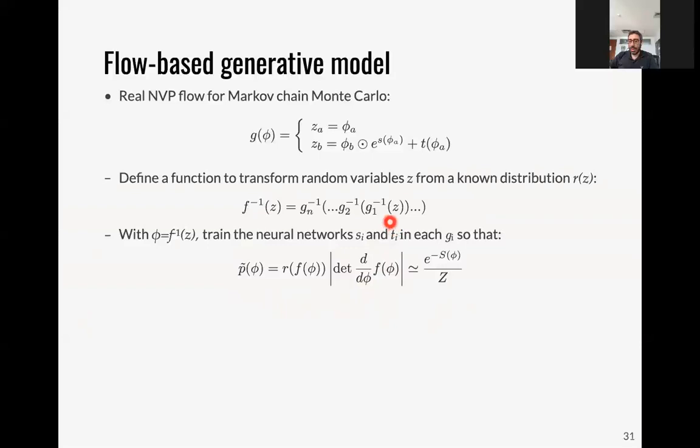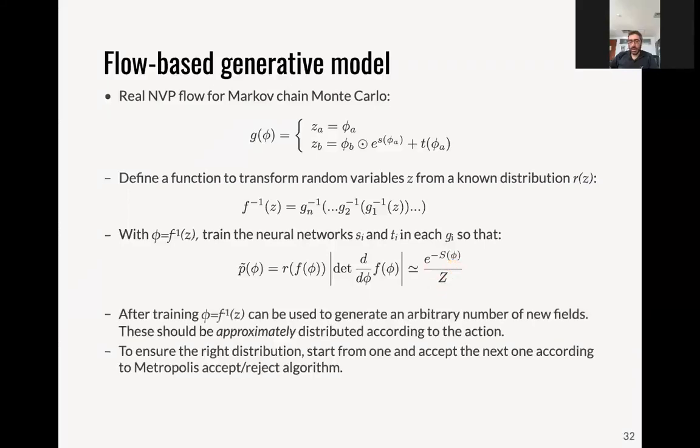And since there are neural networks involved in these G's, you can try to find a way to tune these neural networks so that this p tilde is close to your desired distribution. Okay, but we're still going to be close to e to the minus S(phi) over Z, right?